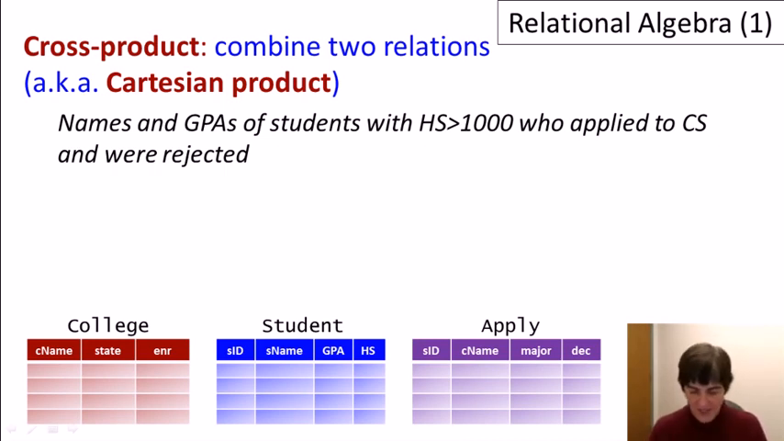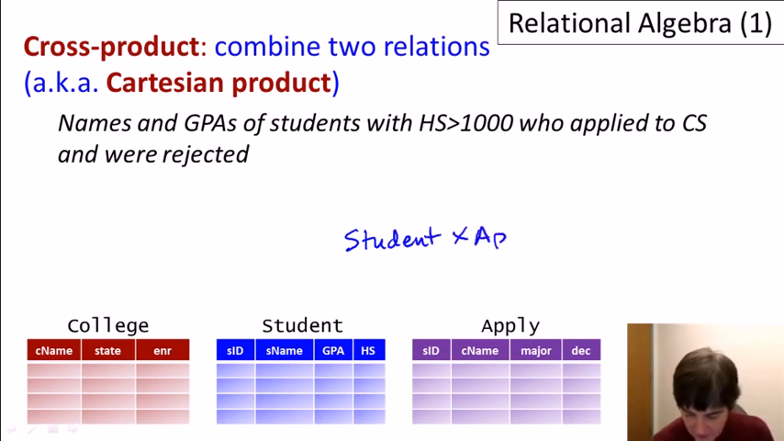Okay, so let's take a look. We're going to have to access the students and the apply records in order to run this query. So what we'll do is we'll take student cross apply as our starting point. So now we have a big relation that contains 8 attributes and all of those tuples that we described previously.